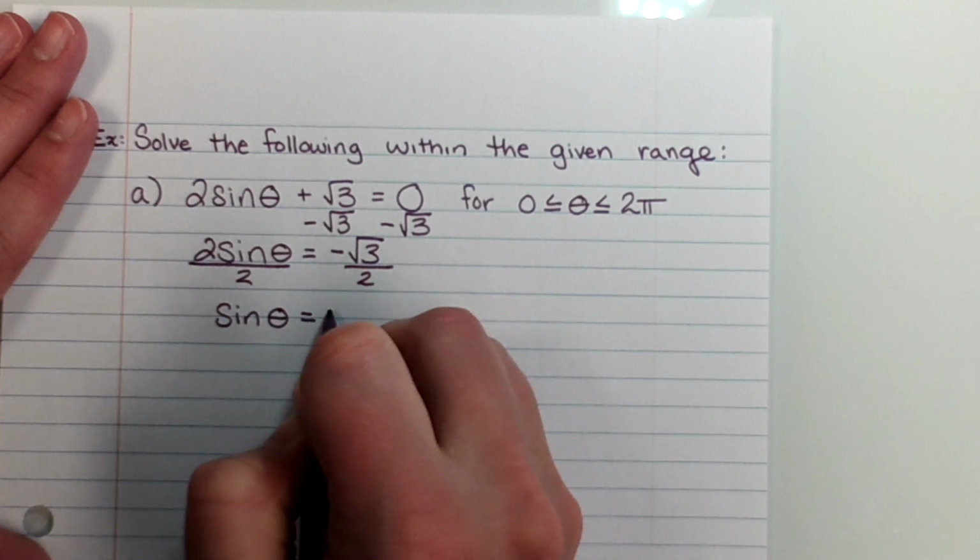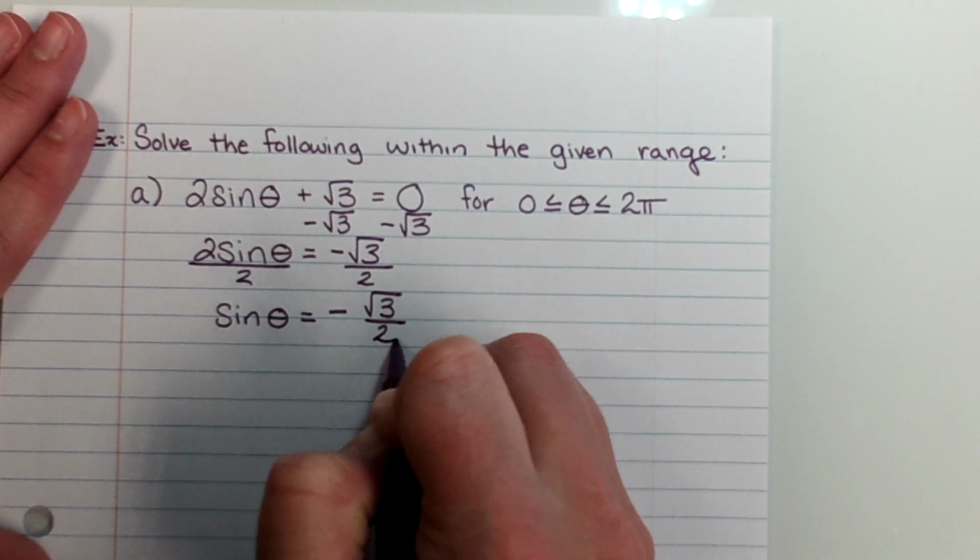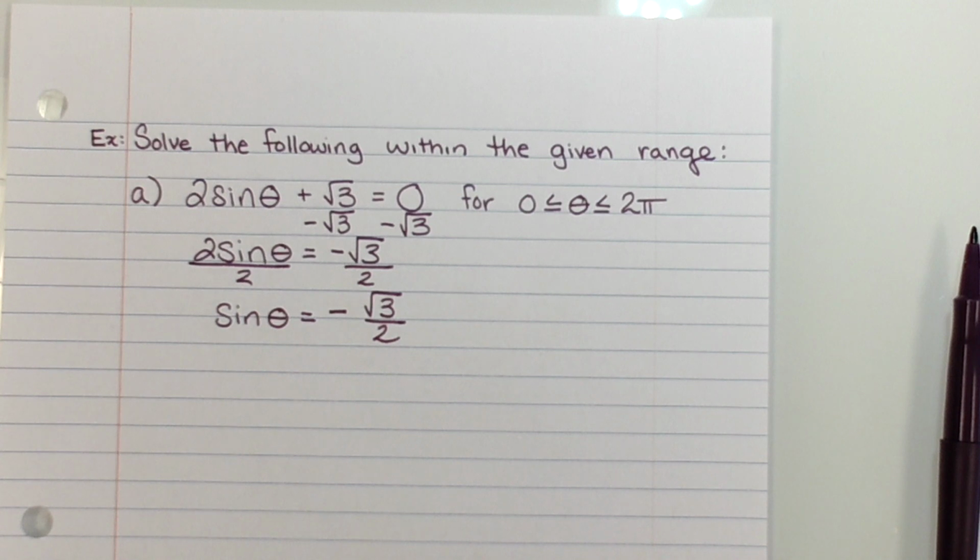Sine of theta is equal to negative square root of 3 over 2. Now, traditionally, at this point, we would plug into a calculator. We would do sine inverse of negative square root of 3 over 2, and our calculator would give us negative 60 degrees. Is negative 60 degrees even close to the angle range? Nope. It's in the wrong units. And even if I convert it to radians, it would be negative, which is not between 0 and 2 pi.